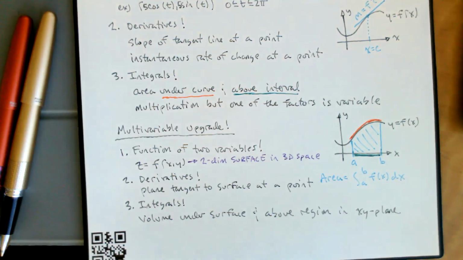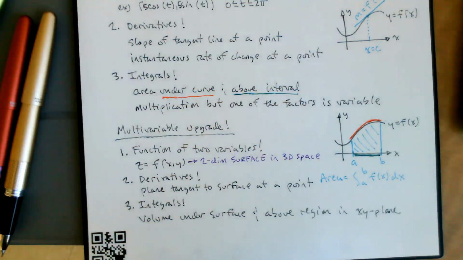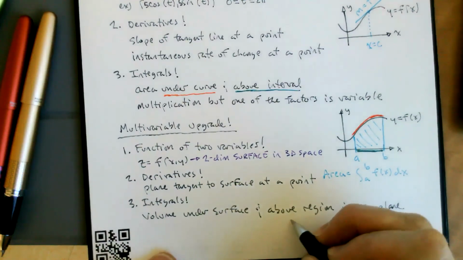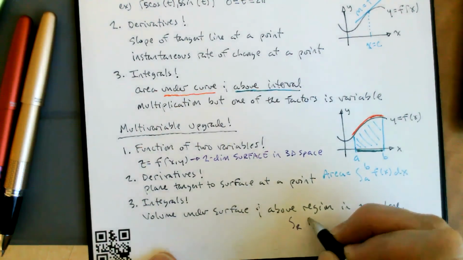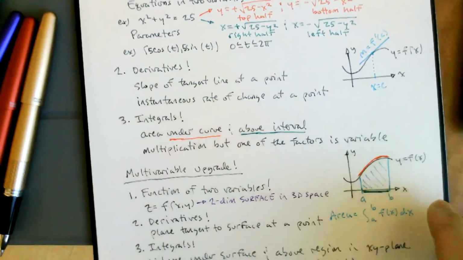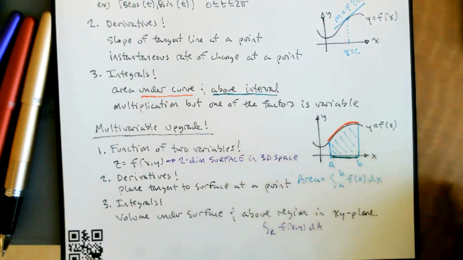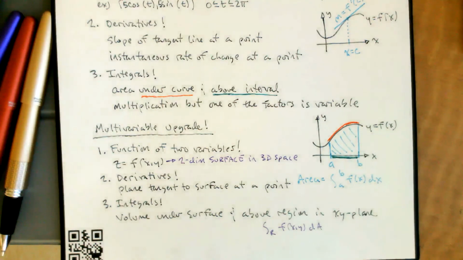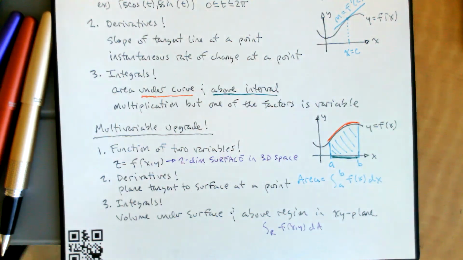So our volume is the integral of f of xy dA. This is just a calculation based on multiplication again. Volume is equal to cross-sectional area multiplied by height. So I take dA, this little piece of area from this region R, and I multiply it by the height, which is given by the function of xy. So this represents volume: multiplication of area times height.